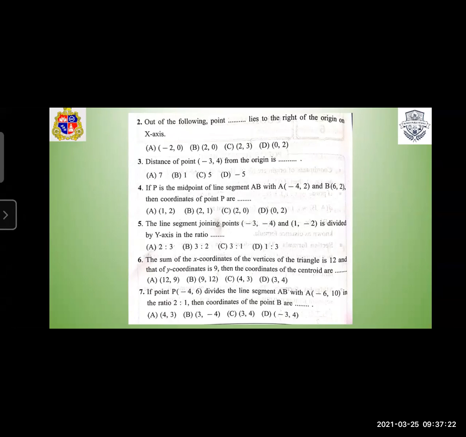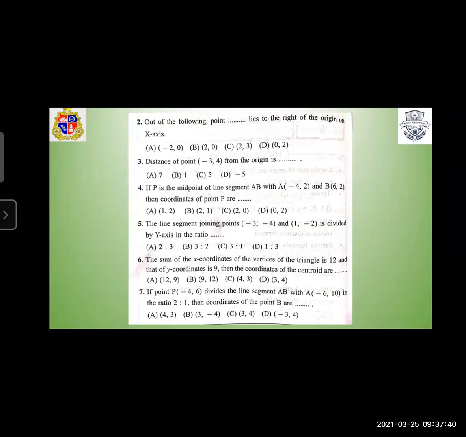Distance of point minus 3, 4 from the origin is. So you have to apply the distance formula. Take 0, 0 as x1, y1 and minus 3, 4 as x2, y2 and then apply the distance formula and find the distance of the point from the origin.